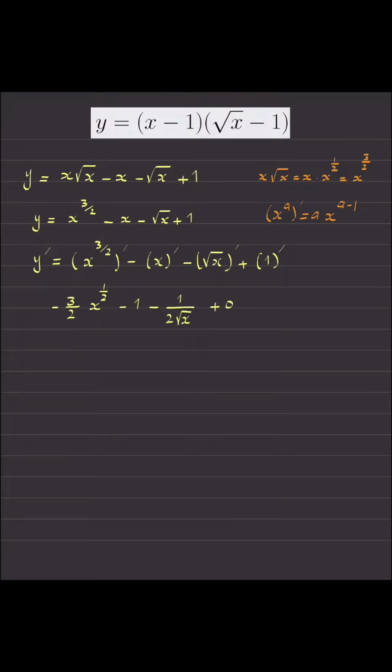So now let me organize it a little bit. Instead of 3/2, I write 1.5, and x to the power 1/2 can be written back into the form of a square root of x. And then I prefer to write this one as the second term and minus 1 as the last term. Okay, and this is your derivative.